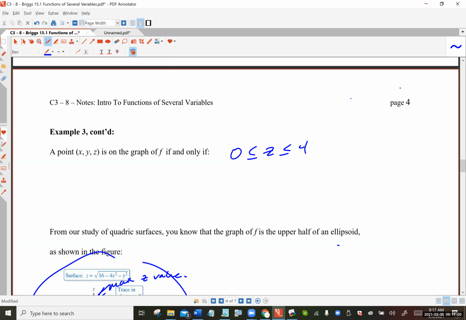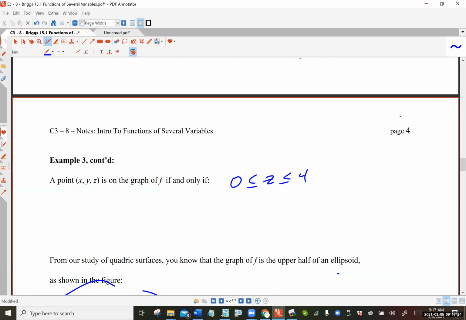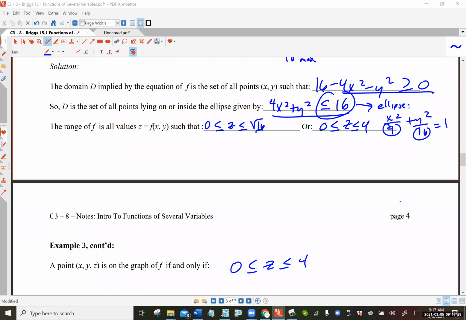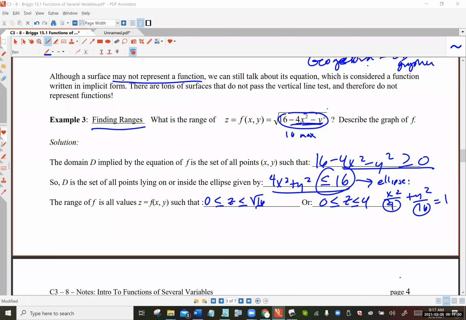So basically, not the intersecting of lines, the vertical line is just meant to help you determine if the surface is a function or not.